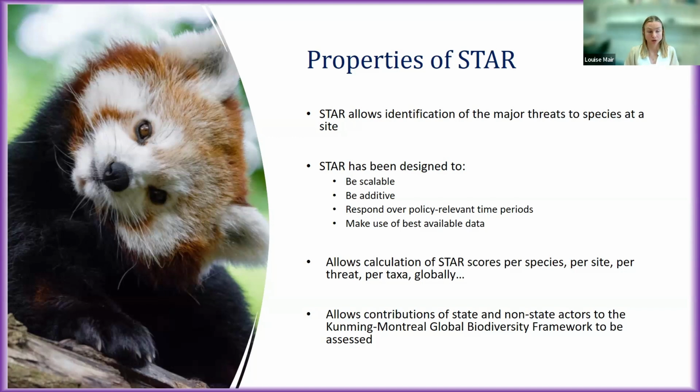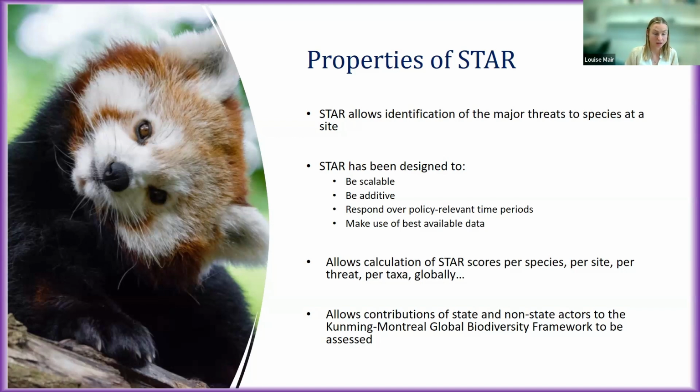It's been designed to respond over policy relevant time periods. So what we mean by this is because we've got a focus on threat reduction, we can measure the changes in threat intensity over much shorter time periods than, for example, if we were waiting for a population change in a really long-lived species. So we expect to be able to measure progress on shorter timescales. And it makes use of the best available data. So the IUCN Red List is really well trusted within global policy, and it's already really widely used.